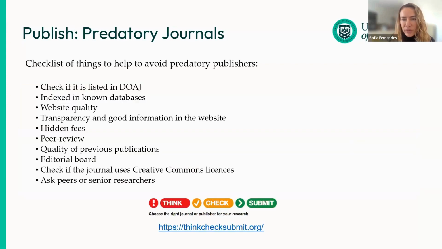There are some recommendations that I can give you to avoid predatory publishers. First step is, if it's an open access journal, check if it's listed in DOAJ, as it's the most comprehensive database of open access journals, and they have a serious selection process to include journals. You can also see if the journal is indexed in any well-known database, such as Web of Science or EBSCO.